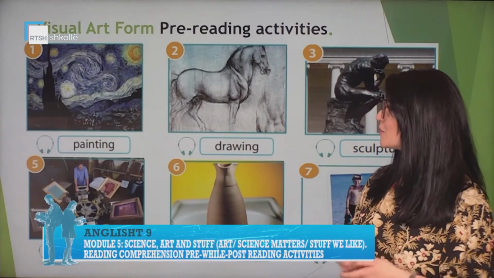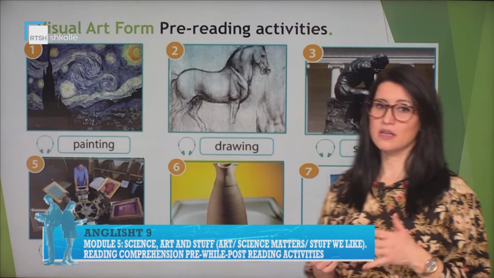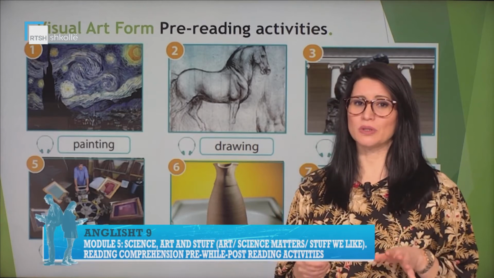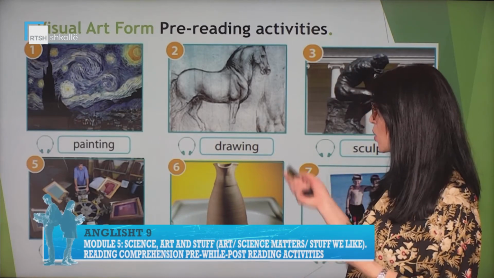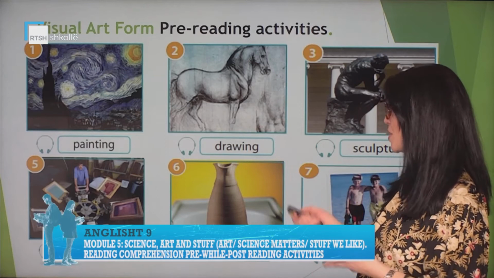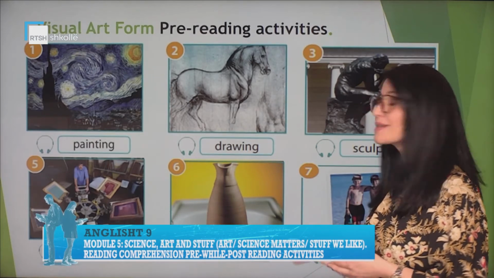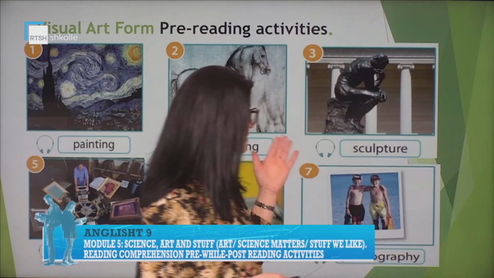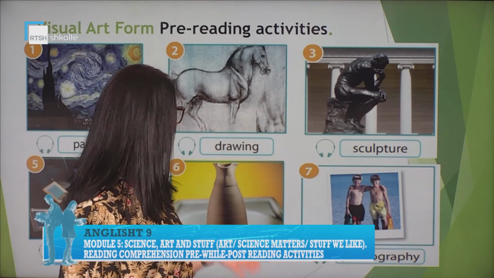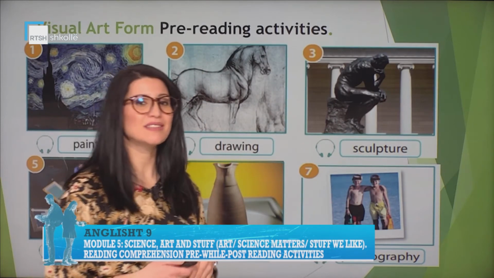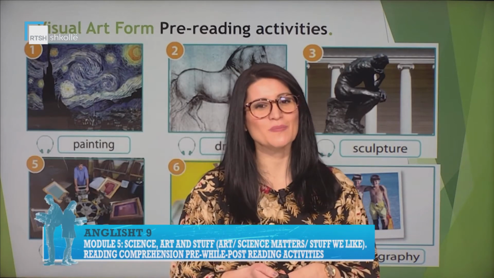So, let's have a look at these pictures. Here, we have got different visual forms of art. So, we have painting, drawing, printmaking, ceramics, then we have sculpture and photography. We have drawing as well. Tell me, which one is your favorite?